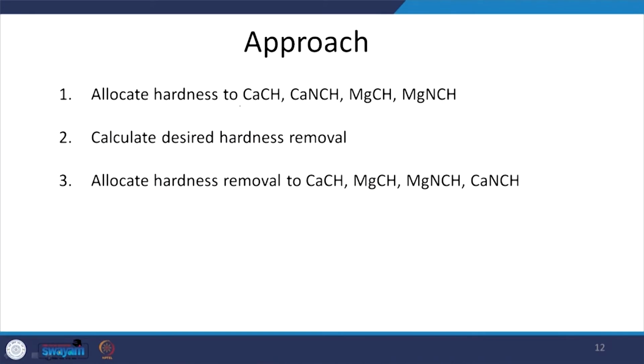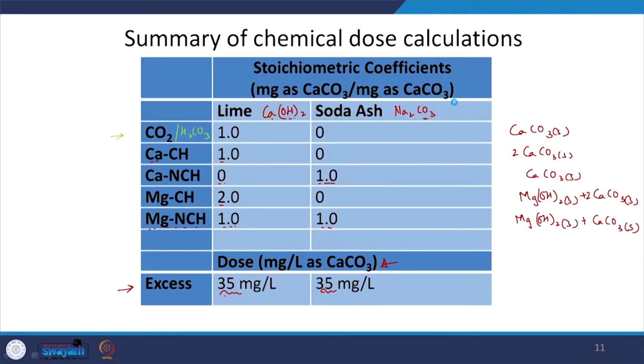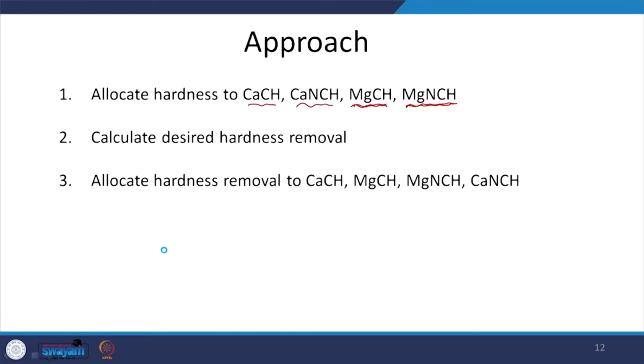So, approach is, typically for hardness, yes, allocate hardness first to calcium carbonate hardness, then look at calculation of calcium non-carbonate hardness. If there is alkalinity left, you will assign it to magnesium carbonate hardness, and depending on the amount of magnesium left, you will allocate it to magnesium non-carbonate hardness. So, from this you will also look at what is the removal required. So, here I have to mention this.